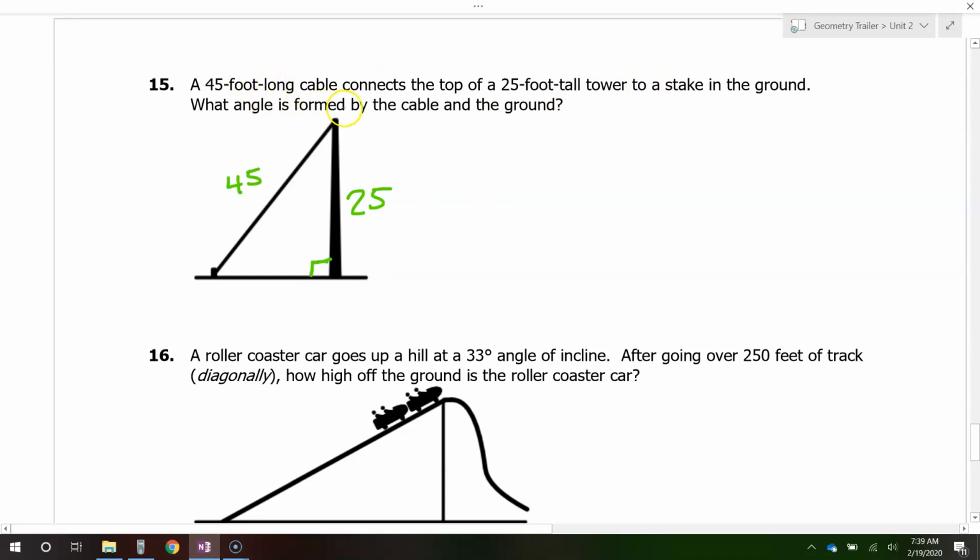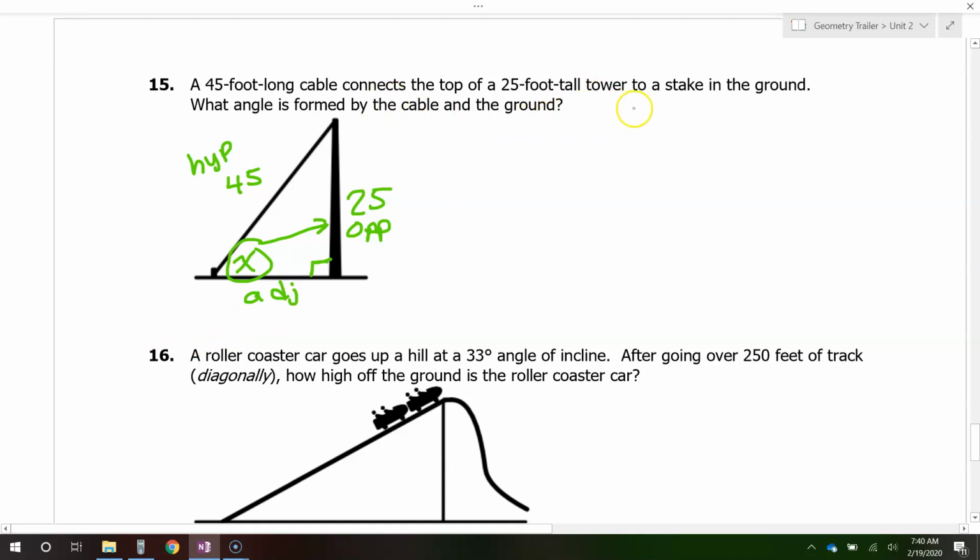What is the angle formed by the cable and the ground? So here's the cable and here's the ground. So this is the angle that we are looking for. Let's put an X right there. All right, this is going to be a sine, cosine, or tangent problem. So let's go ahead and identify the hypotenuse. So this will be the hypotenuse right here across from the 90-degree angle. Circle the angle we're looking for, draw an arrow. That tells you the opposite side. The other side is going to be the adjacent side.